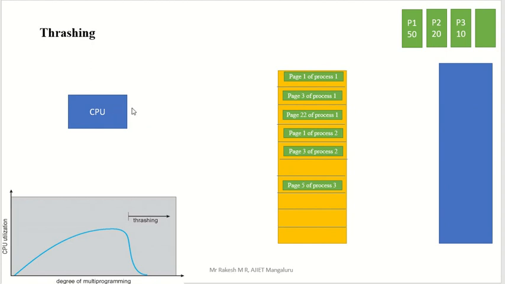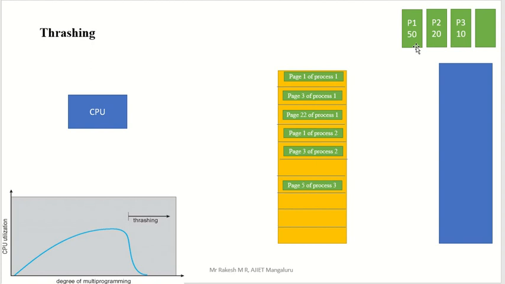The CPU will ask for that particular process for execution, and at that time only it is sent to the CPU. This is the overall procedure. Now, what do you mean by thrashing? See, now P1 contains 50 pages. The P2 process contains 20 pages. The P3 process contains 10 pages.